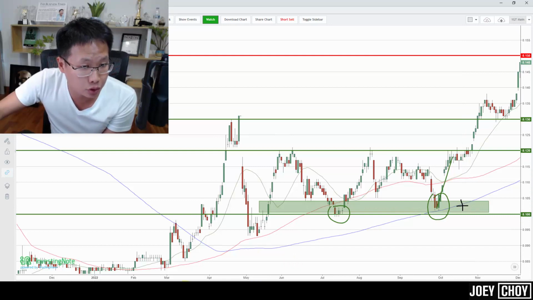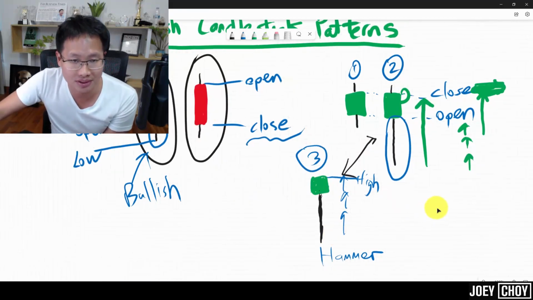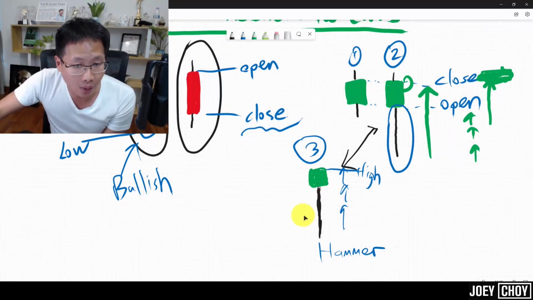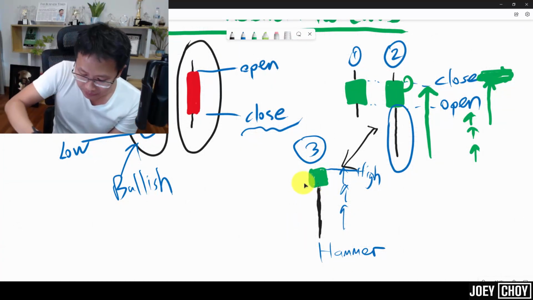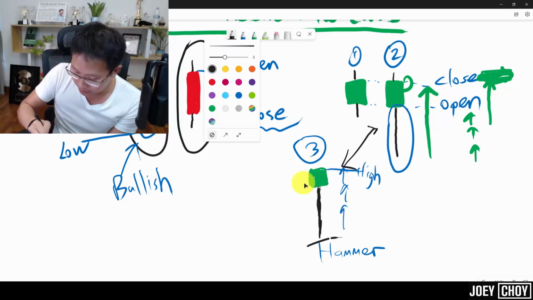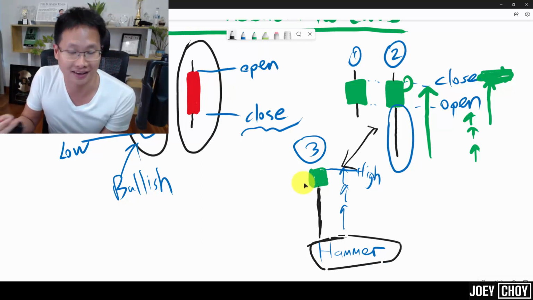So a hammer, okay, let me just go back to a hammer. So how do I remember? As I say, you don't want to remember all the names because there's just too many. You want to understand the concept behind each candlestick bar. But how I remember this hammer right over here is that I look at it like a hammer, right?